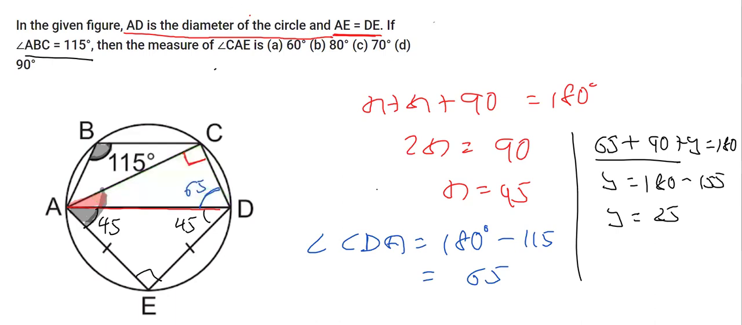This angle we got as 25 degrees. Let me write on this. This is 25 degrees. Now, we have to get CAE. So CAE is this whole angle. That is 25 plus 45. That gives you 70. So C is the correct answer for this.